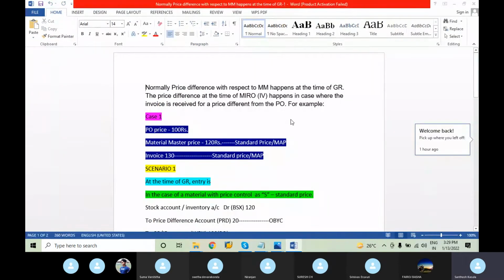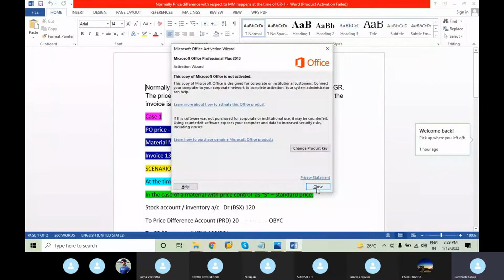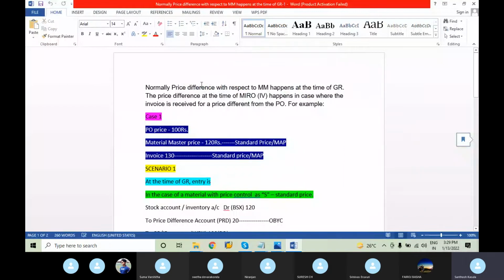So basically, what is the price difference? We have one of two scenarios. Normally, price difference with respect to MM happens at the time of GR, where we compare to the PO. And the price difference at the time of MIRO, which means invoice receipt, happens where the invoice received differs from the PO. So both MIRO and goods receipt are compared with the PO.